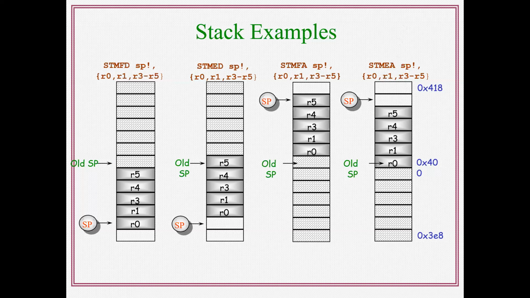So E indicates empty, called a pointer that points to the next empty address. F indicates full, called the last filled, occupied memory location. These are the 4 different types of stacks supported in ARM architecture: full descending, full ascending, empty descending, and empty ascending.